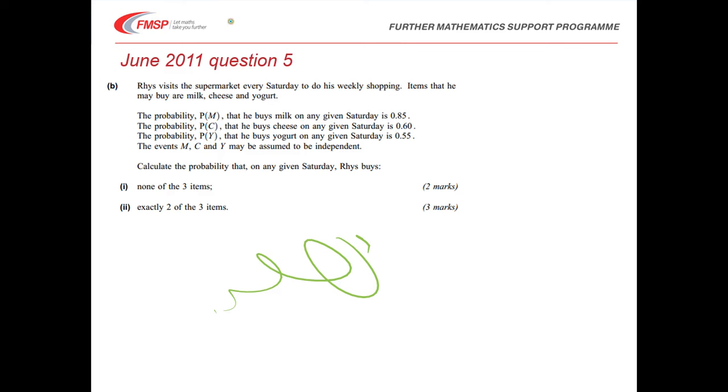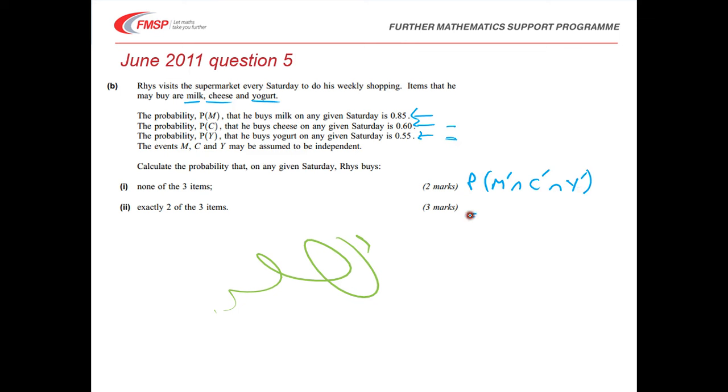So Reese visits the supermarket every Saturday to do his weekly shopping. Items he may buy are milk, cheese and yogurt. And we're given the probabilities of each. So the probability of milk, the probability of cheese and the probability of yogurt. And we're told that they are independent. So this is a very similar question to previously. And we've got to calculate the probability that he buys none of the three items.